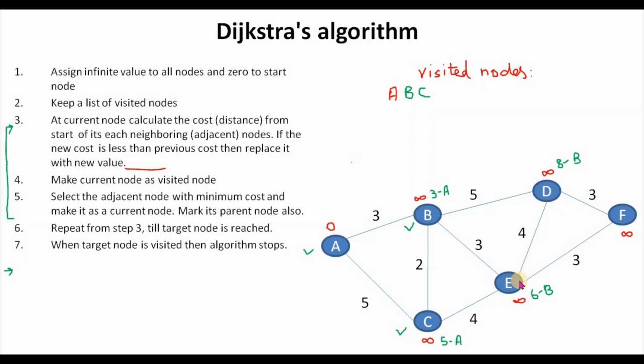So what we do here, we shall calculate the cost or the distance of node D, but this time through node E. Okay, so node E has a cost of 6, and 6 plus 4 is equal to 10, but D has already cost of 8, which is less than 10. So here step number 3 says that if the new cost is less than previous cost, then replace it. But in our case, 10 is actually more than 8, so we shall leave it like this. We shall not change anything here.